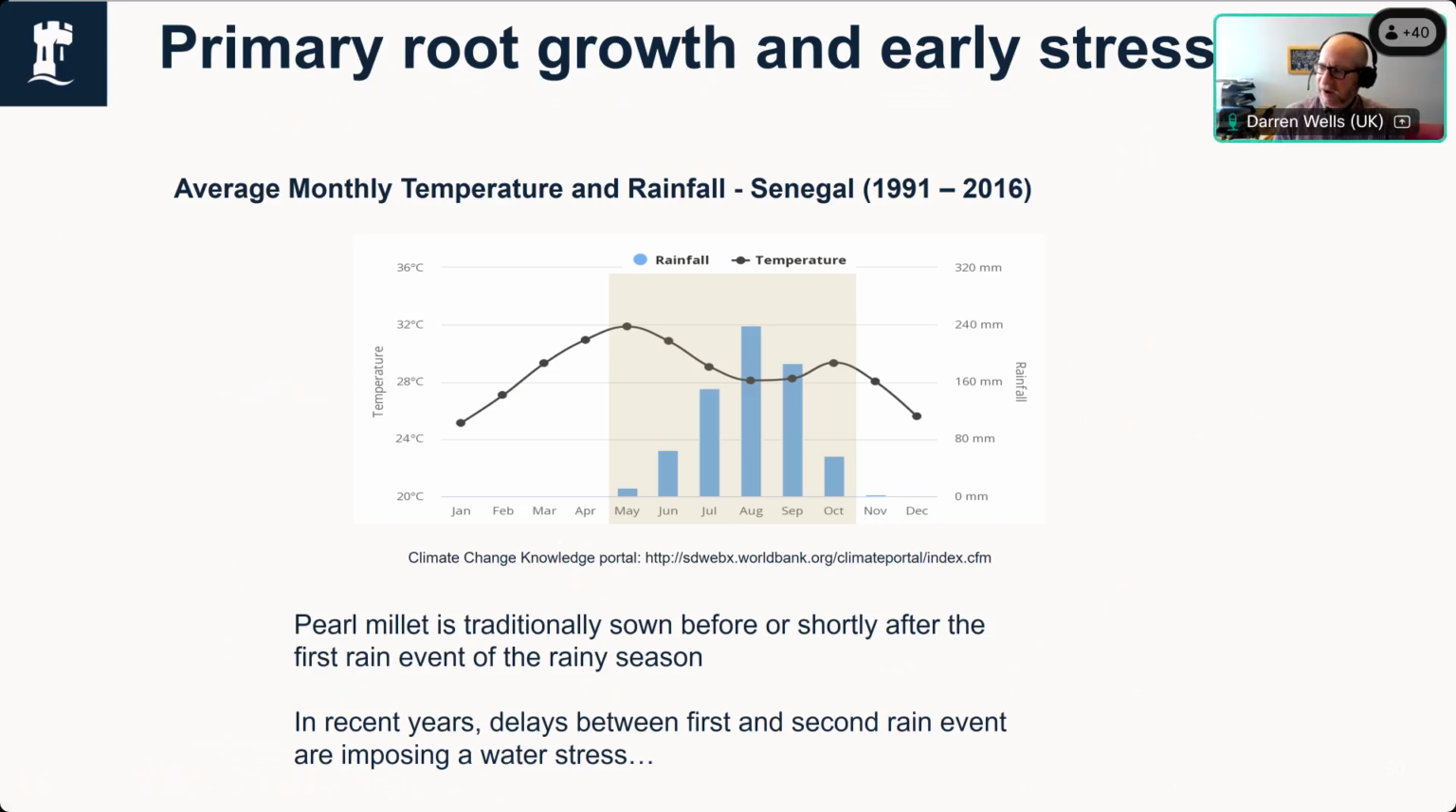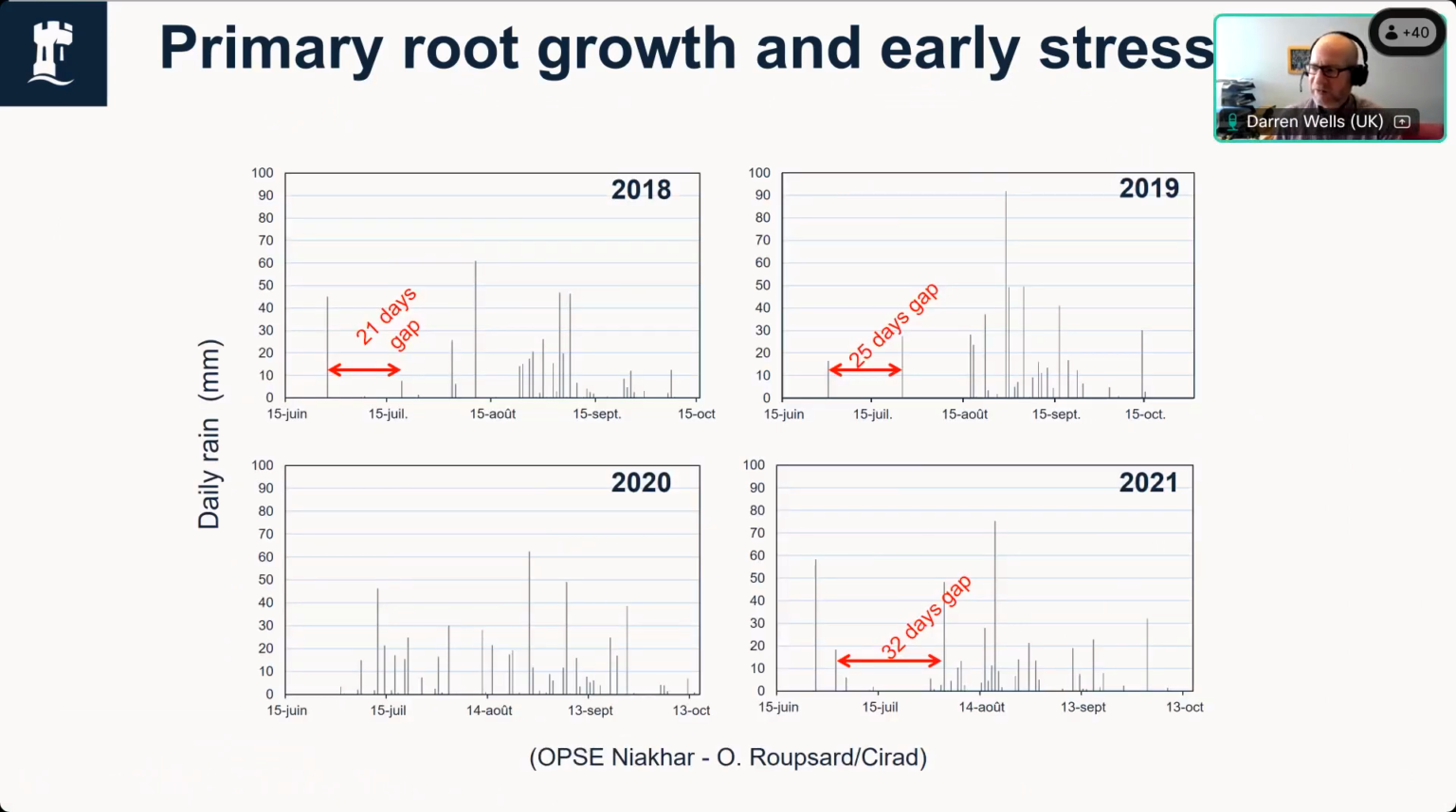However, and whether this is linked to climate change or it's just a thing that's always happened, in recent years, there's been a delay between that first rainfall event and the second rainfall event. So in the period 2018 to 2021, in 3 of those years, there was a gap of at least 21 days between the first rainfall event and the second. And those farmers that put their millets out after the first rain event or just before it, that's immediately facing an intermittent drought stress for up to 21 days.